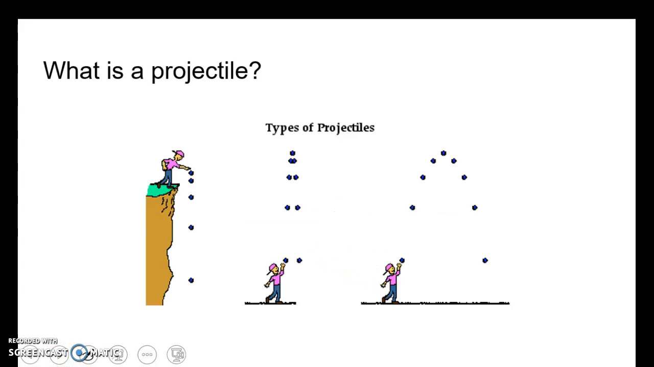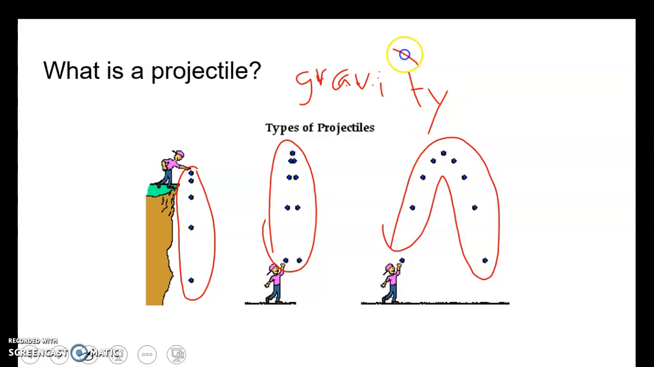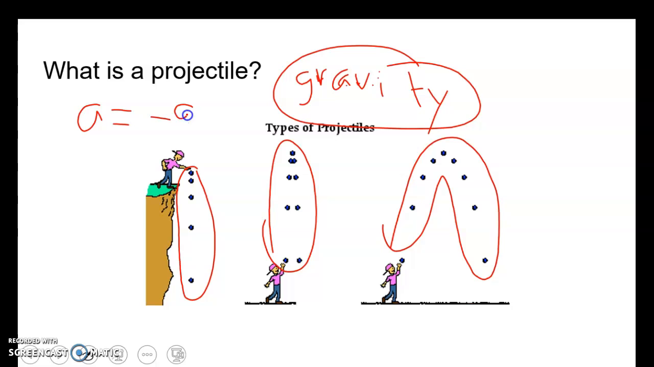So what is a projectile? Well, a projectile is anything we drop, throw straight up in the air, or even throw at an angle, okay? And the key to being a projectile is that gravity is what's doing all the work on the object. So we know that acceleration on Earth is going to be negative 9.8 somewhere, okay?